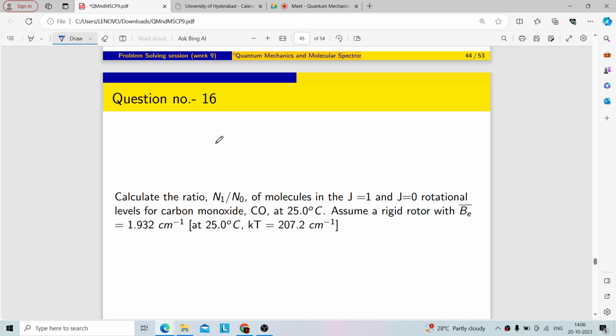So the system is carbon monoxide, and it will have some bond length r_0, and as it is having rotational motion, it will have some rotational constant B. So if I write B_e, it will be in terms of hertz, or if I write B_e bar, then it will be in terms of centimeter inverse.